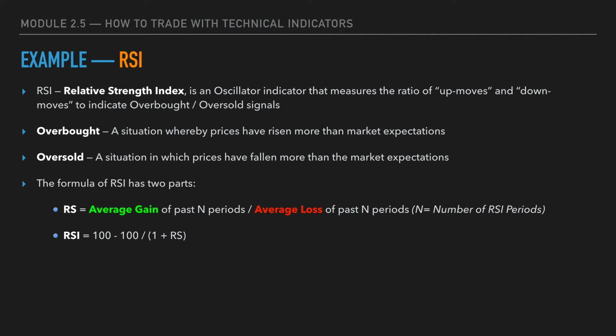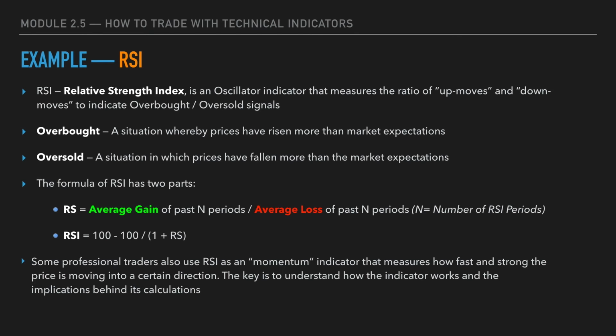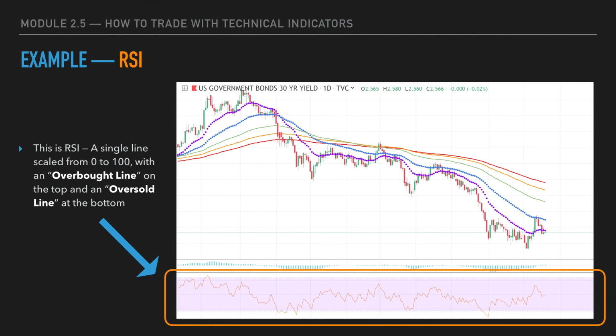The second part is just simply converting the relative strength value into an index number, and this is the formula to do that. Some professional traders also use RSI as a momentum indicator that measures how fast and strong the price is moving into a certain direction, a certain trend. The key is to understand how it works and the implication behind their calculations. This is how RSI indicator looks like in a real chart.